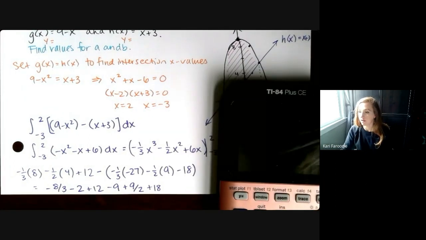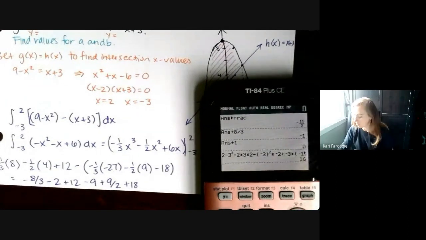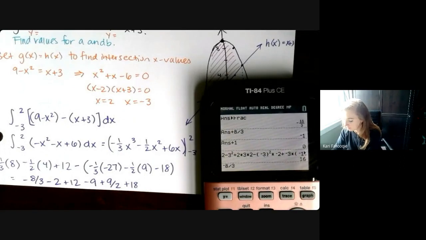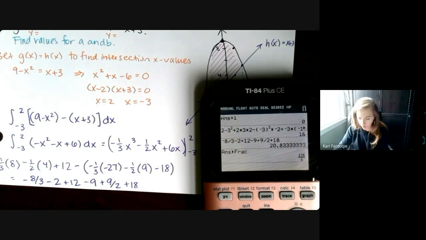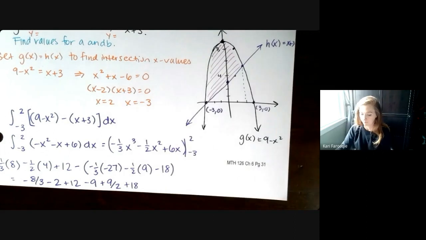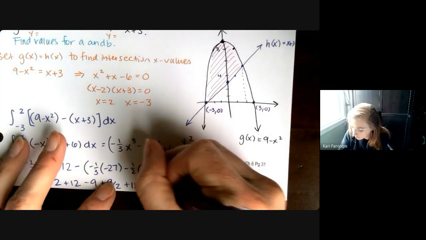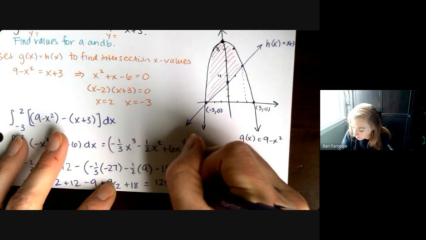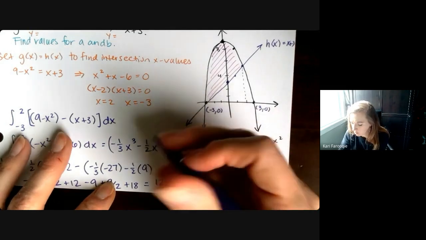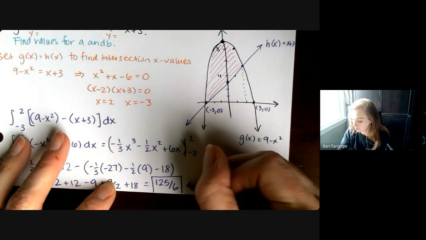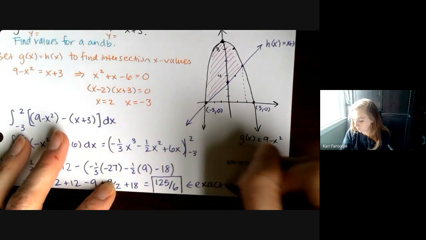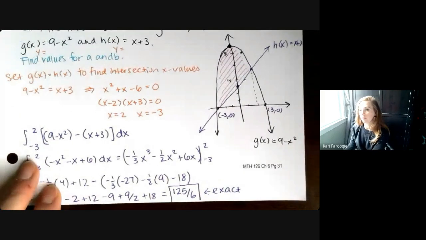Pop this into our calculators, and we'll move on. -8/3 minus 2 plus 12 minus 9 plus 9 halves plus 18 is 125 over 6. Please leave this exact. Don't write it as 20.83 or something like that. Leave it exact. This would be the area between the two curves.